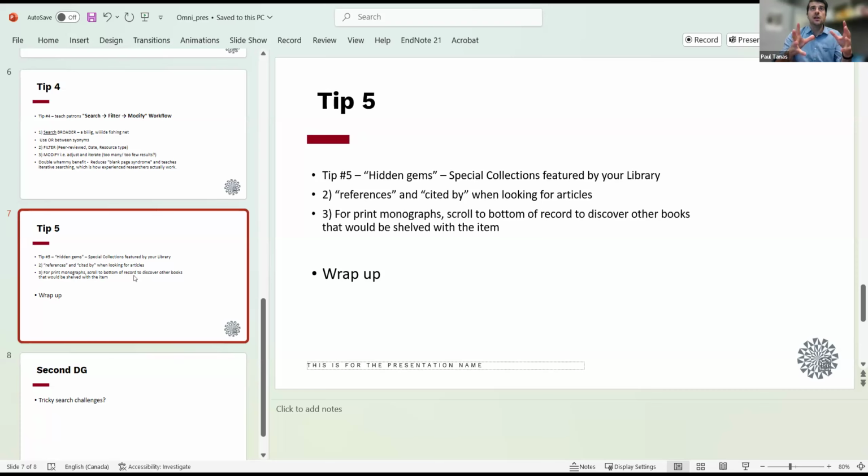So you can actually find out which other resources that are pertinent, either before or after the date of this article. Keep this nifty trick in mind.